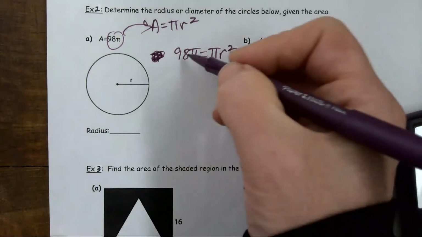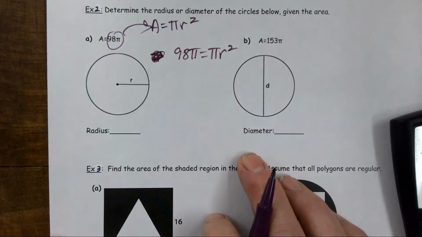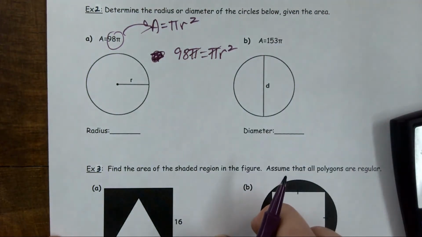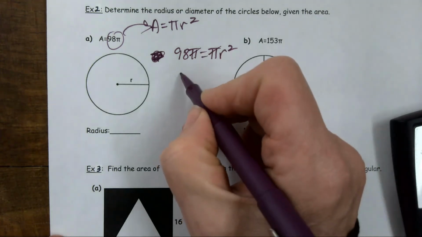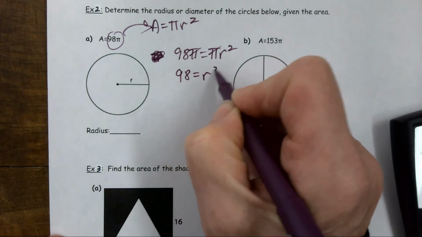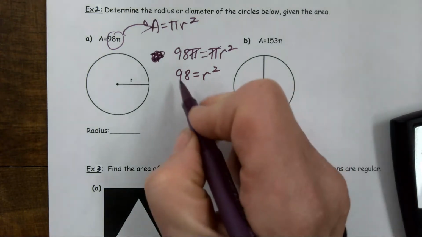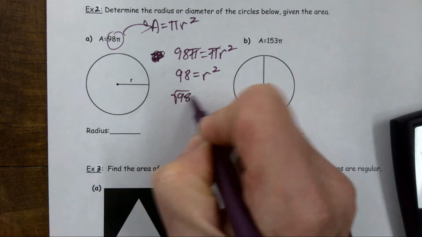If there's a pi on both sides, I can just cancel it out. The pi goes, the pi goes. That means that 98 must be the radius squared. How do I find the radius? Square root. So I'll do the square root of 98 to find the radius.